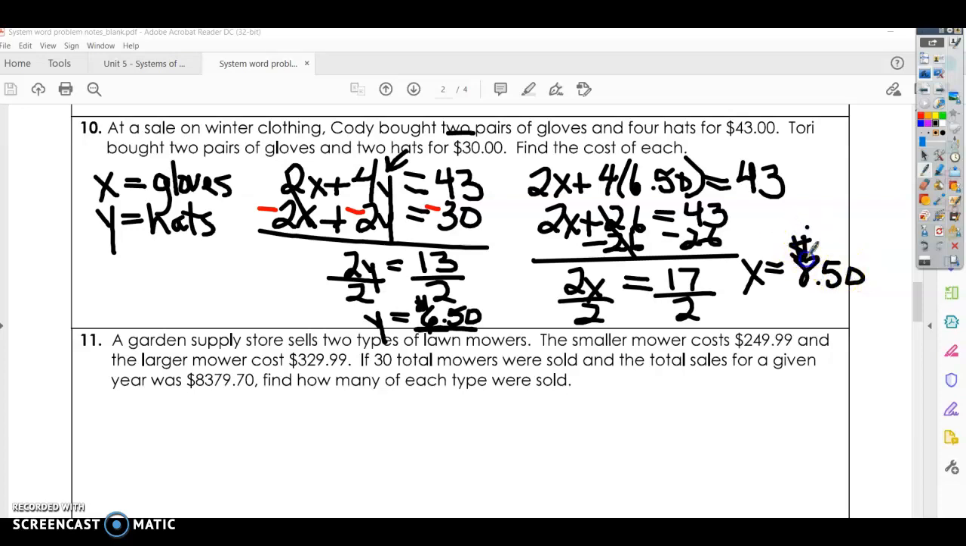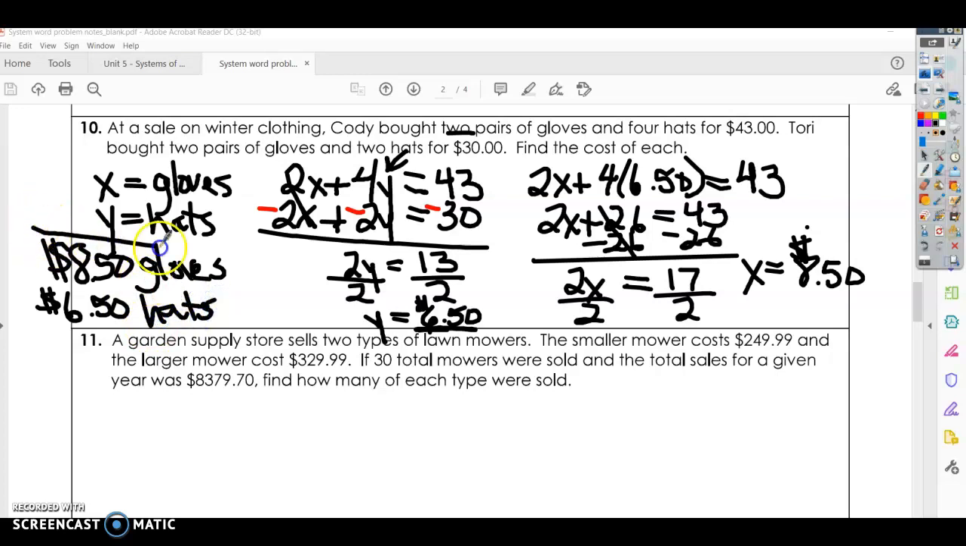All right, so let's look back and see what our x's are. X's are gloves. So $8.50 for gloves. And $6.50 is our y, so $6.50 for hats. So it looks like these gloves are more expensive than these hats.